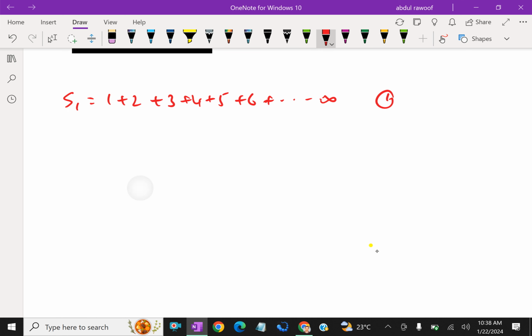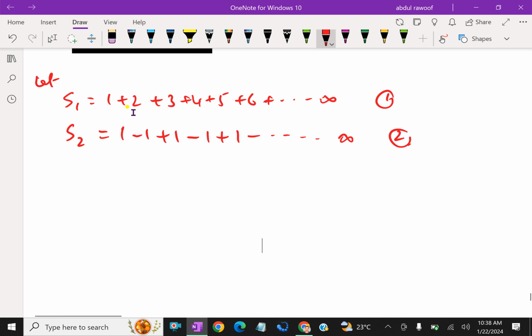Now let the second series S2 be 1, minus 1, 1, minus 1, positive 1, negative 1, up to infinity terms. It will be equation 2. So the given series is 1 plus 2 plus 3 up to infinity, and the second series S2 is 1 minus 1 plus 1 minus 1 plus 1 and so on.